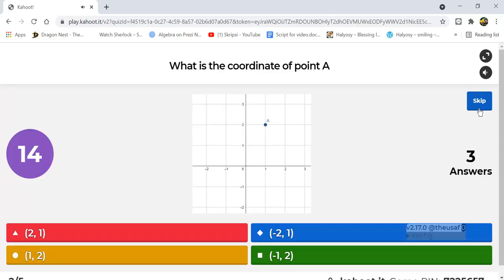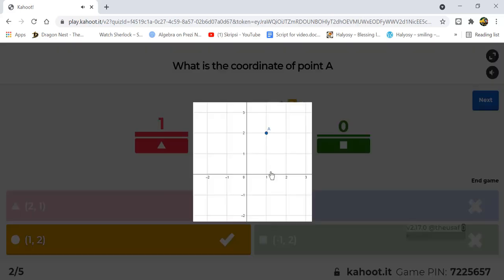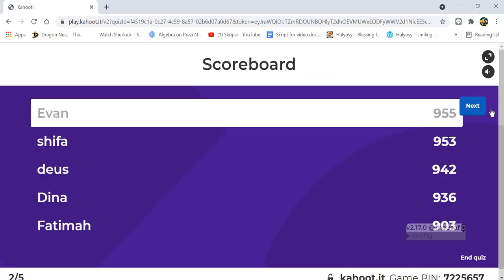In a Cartesian plane, what is the coordinate? Okay, let's go back. Remember that when we mention the position of a point in the Cartesian plane, we need to write the x coordinate first and then the y coordinate. Because we know that the x coordinate is the horizontal line. So you go here first, right? And then you go here. So it's 1, 2. Okay, let's go to the next question.